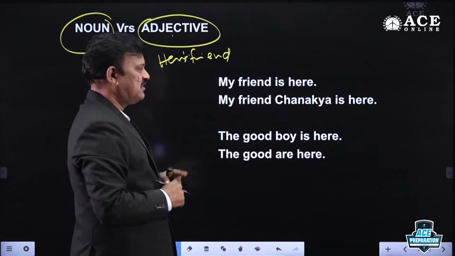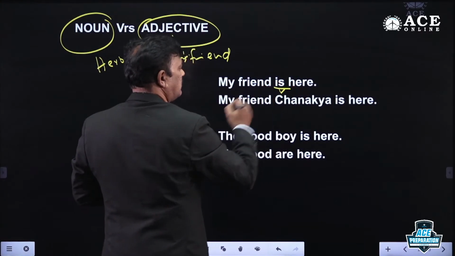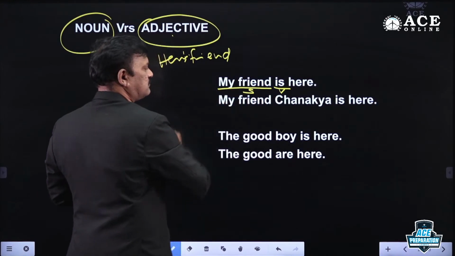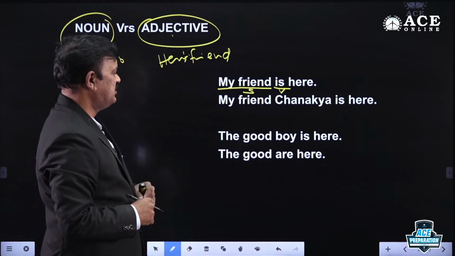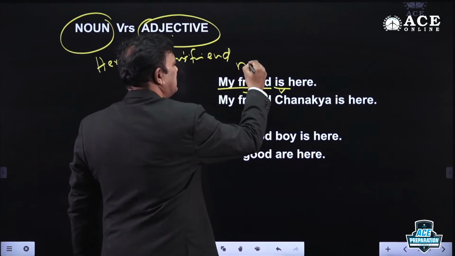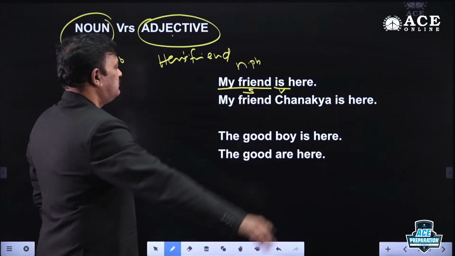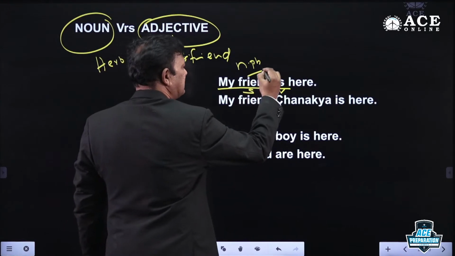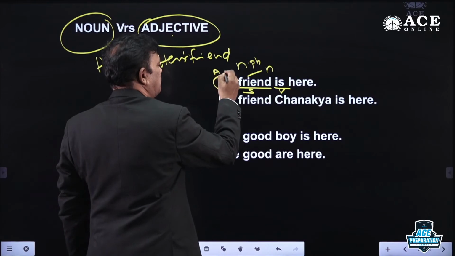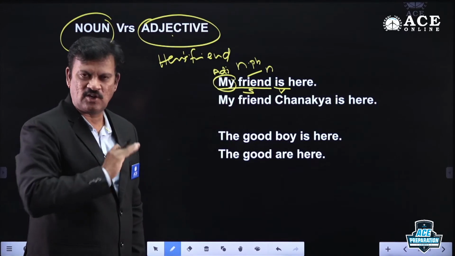My friend is here. Look at this. Where is the verb? Where is the subject? Fine. In subject position, I have 2 words. It means group of words. That has to be noun phrase. So last word of this group is noun. Left side of that is adjective. Up to this part is clear. So friend by birth is a noun and it is used as a noun here, no problem.